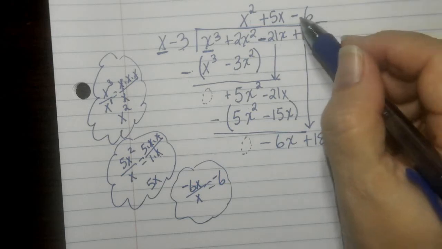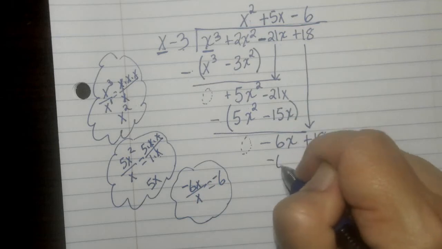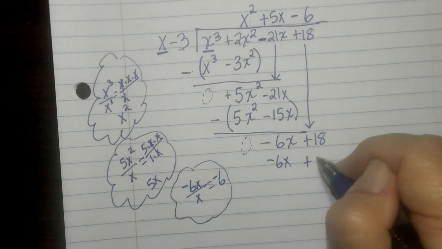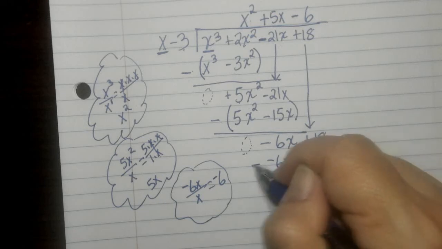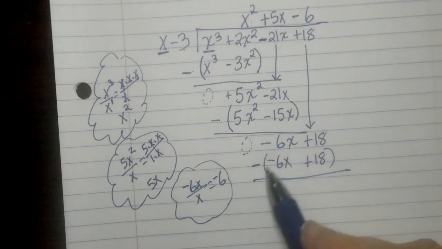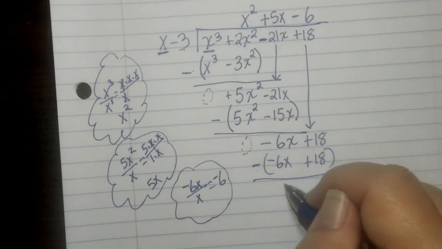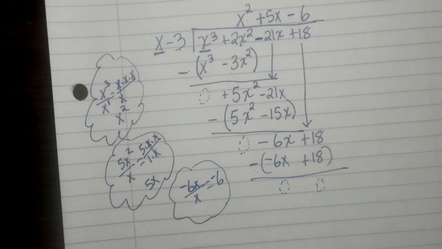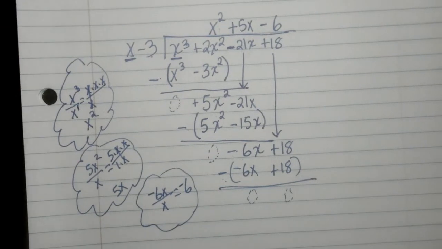Then I'm going to multiply. Negative 6 times x is negative 6x. Negative 6 times negative 3 is positive 18. Then I'm subtracting everything. So negative 6x minus a negative 6x is 0. 18 minus 18 is 0. I'm done dividing. So, hooray, I did polynomial division.